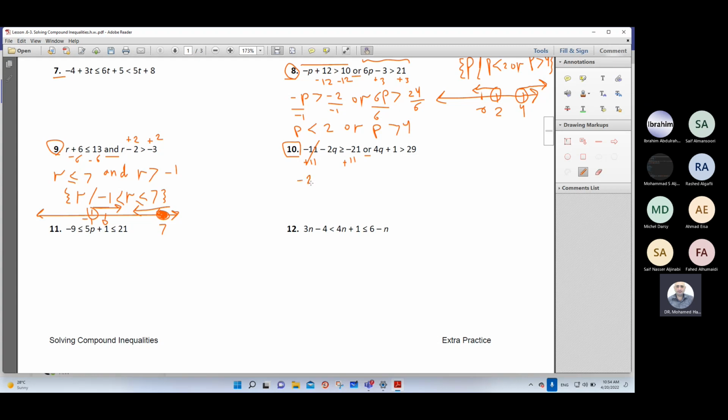So we have minus 2q greater than or equal minus 21 plus 11, which will be minus 10. Then we want to remove minus 2 from this side. So we can divide here by minus 2 and here by minus 2. So remains here q greater than or equal 5.